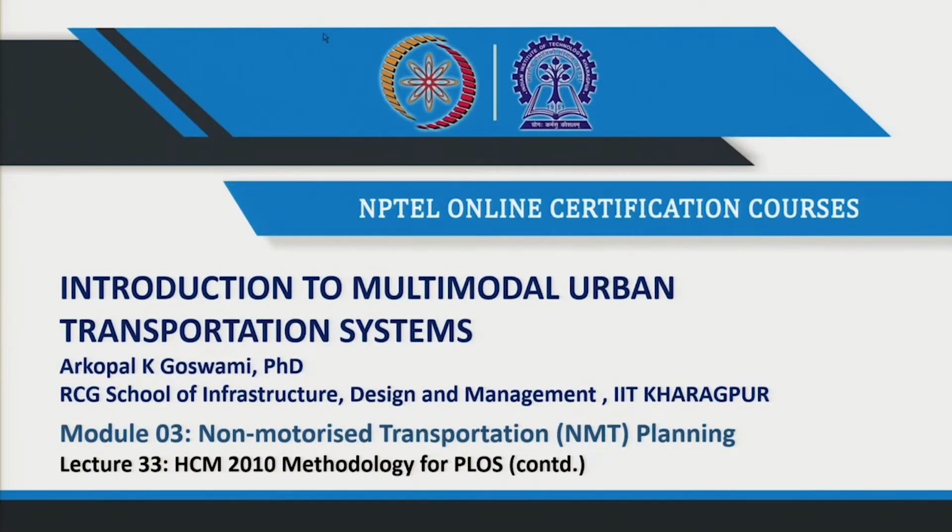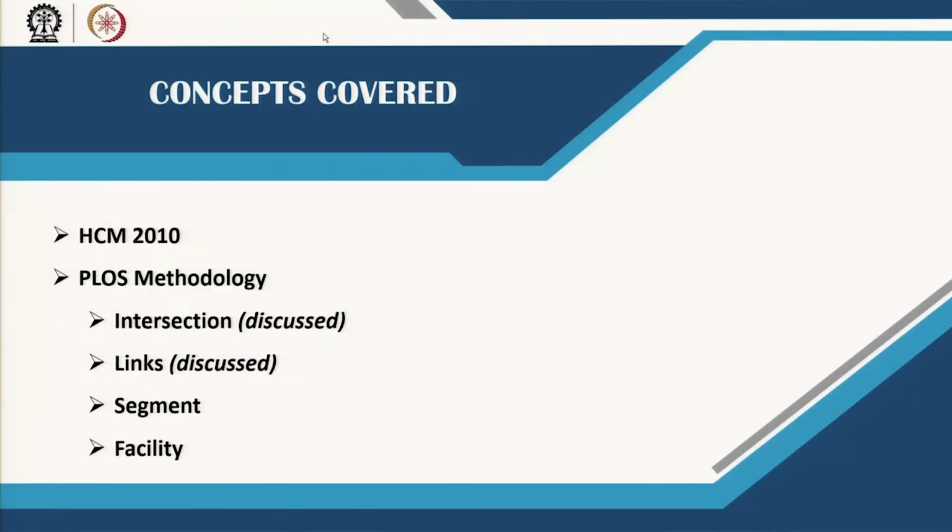Welcome back friends. In this lecture we will continue our previous discussion of developing pedestrian level of service scores and then pedestrian level of service grades for an urban pedestrian facility. We have already looked at calculating pedestrian level of service scores for intersections and links. In this lecture we will start looking at how you calculate it for the segment and how you calculate it for a facility.